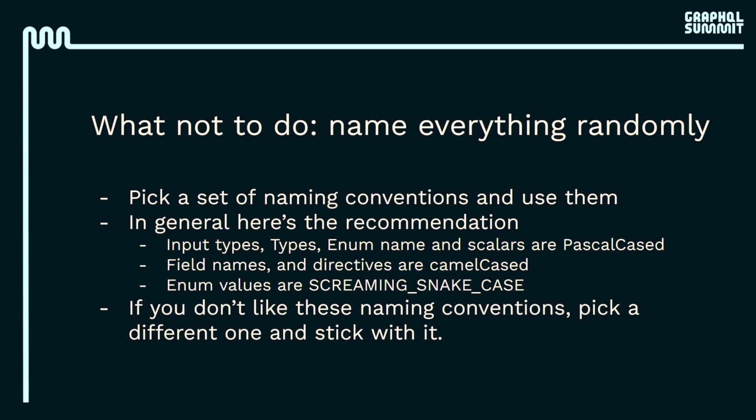We at Apollo recommend that your types, input types, and scalars are Pascal-cased. Your field names and your directives are camel-cased, and your enum values are screaming snake-case. Again, pick one. If this doesn't work for you, just pick something. If you pick something and stick with it, it'll work way better than flipping through things.